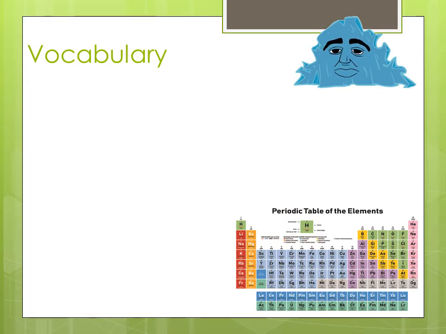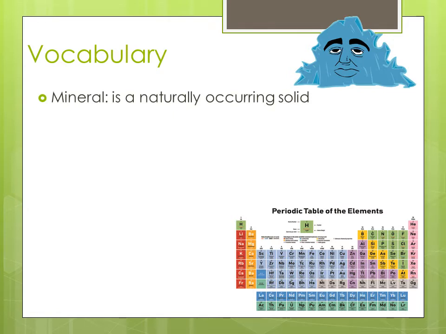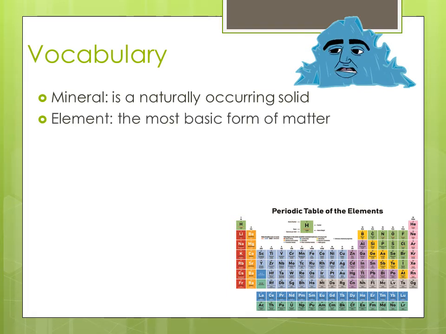Per usual, we have some vocabulary. First, a mineral is a naturally occurring solid. Second, an element, the most basic form of matter. You see in the bottom right the periodic table of elements. All right, I'm sure you've seen it before. I'm sure you understand what it's made up of, but we have to consider that our minerals are going to be made up of these elements. Everything from hydrogen to carbon to calcium and even gold and silver.